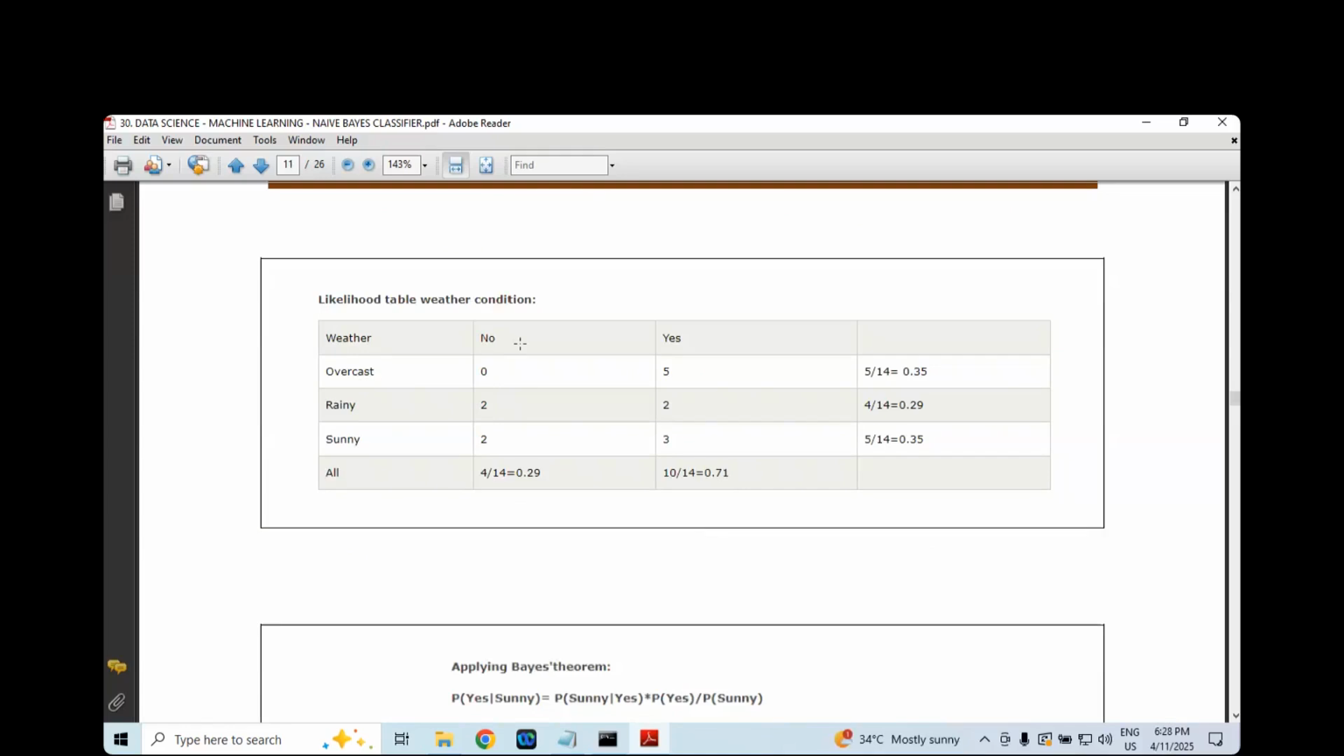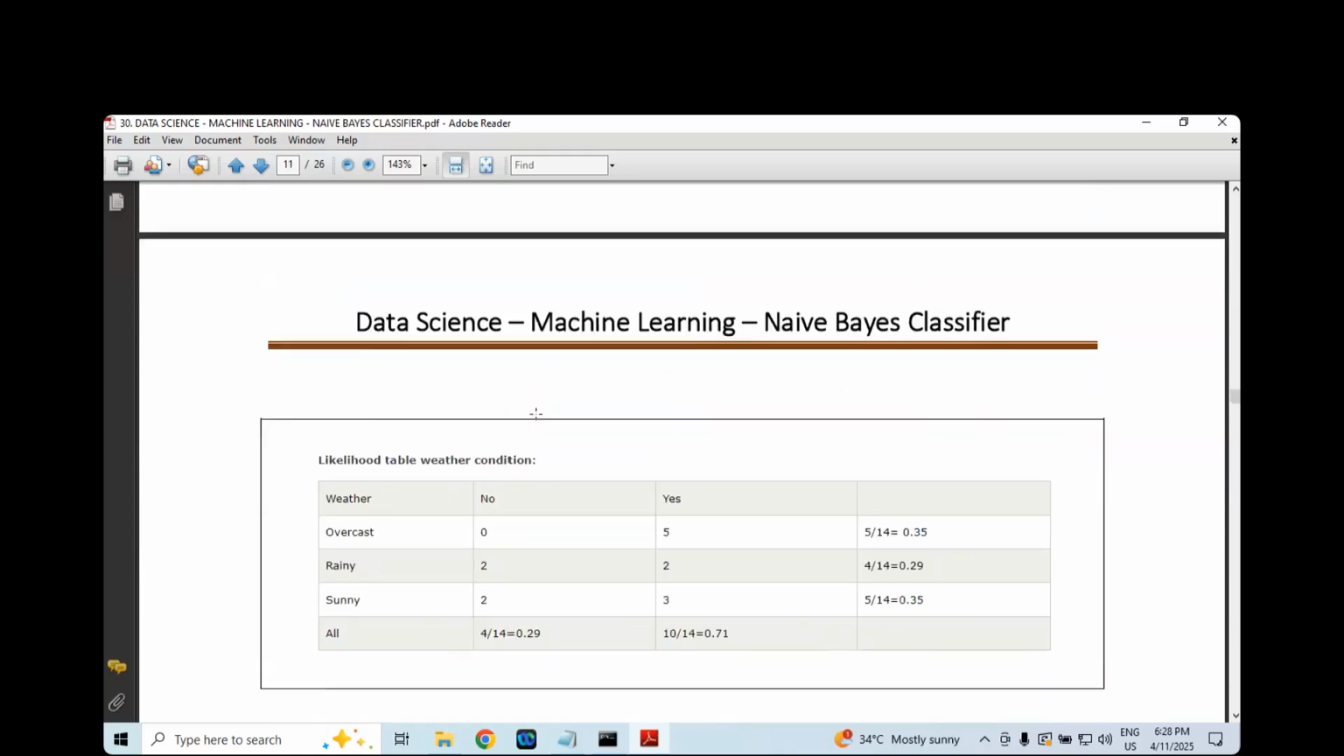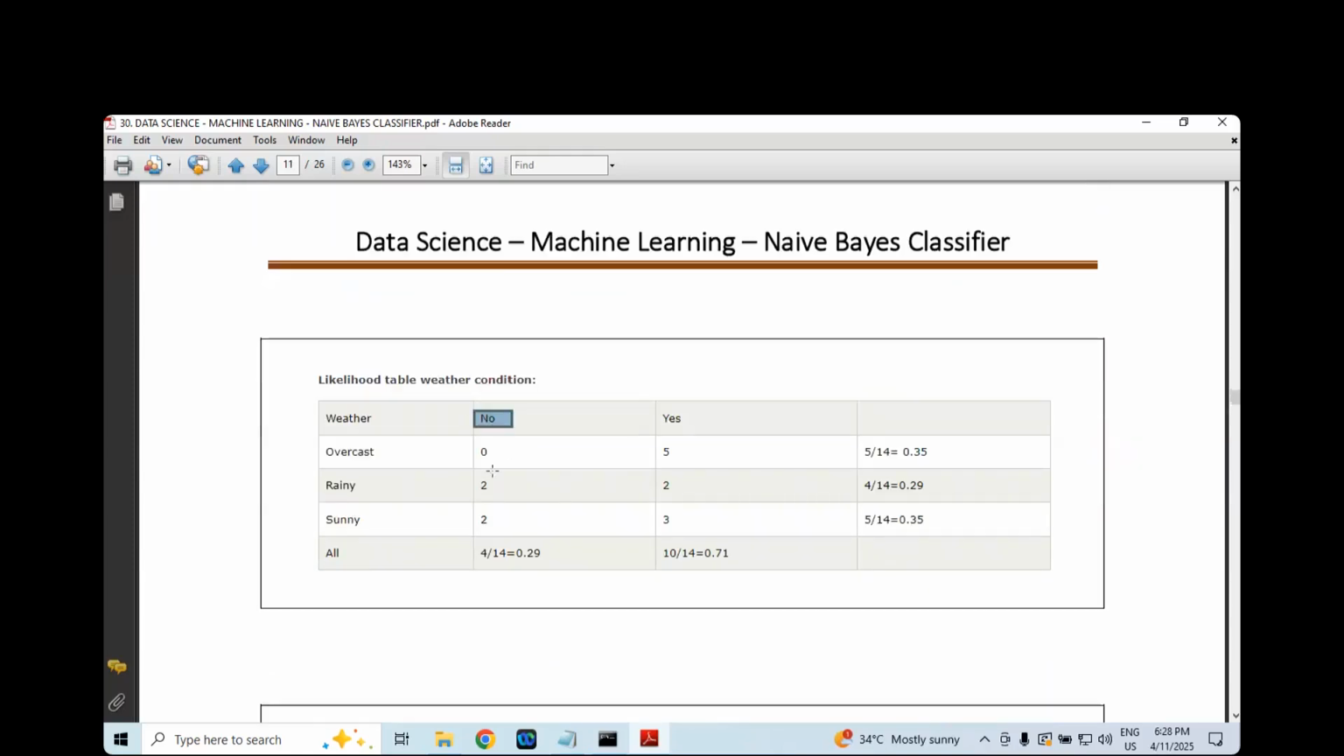Understand. First of all, can you tell me 10 plus 4, what is the result? 14. Now we'll do one thing. This is the 4 divided by 14. Okay, 0.29. Same thing, 10 divided by 14. What is the result? 0.71. Very nice. The next one. 0 plus 5, 5 divided by 14, 0.35. The next one. 2 plus 2, 4. 4 divided by 14.